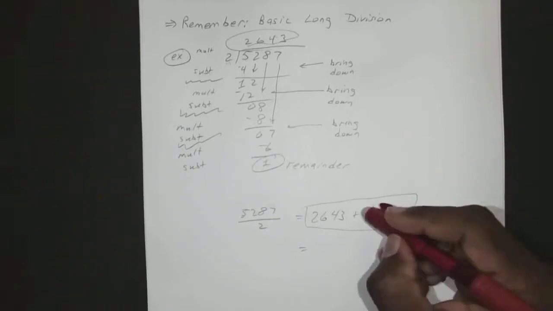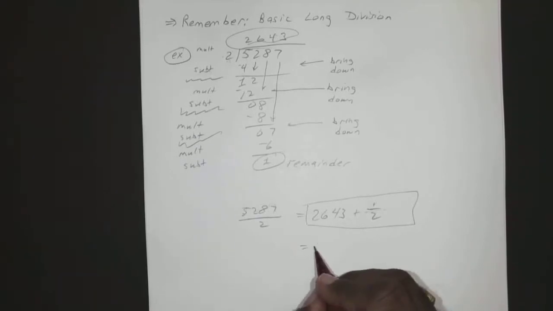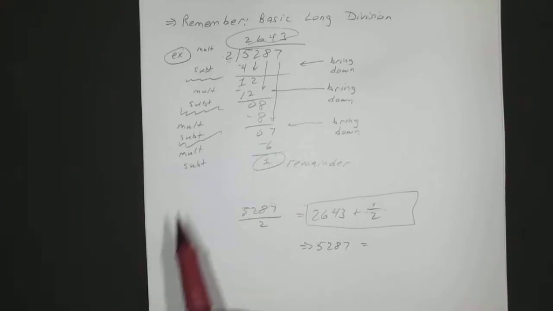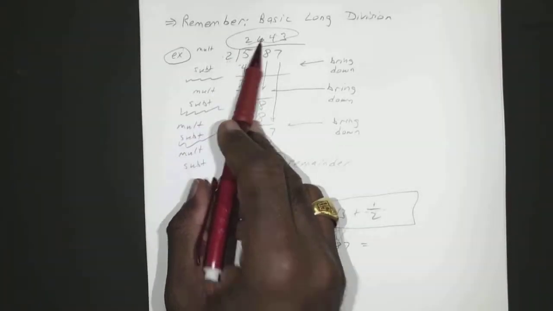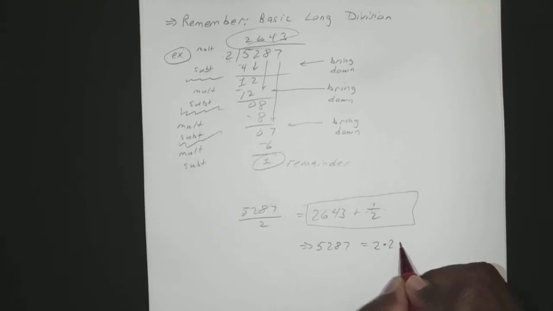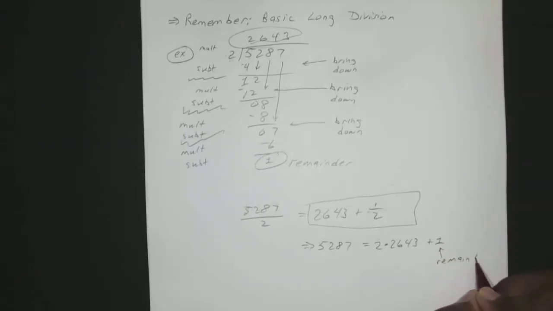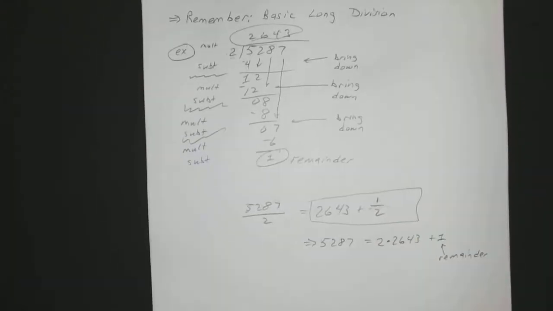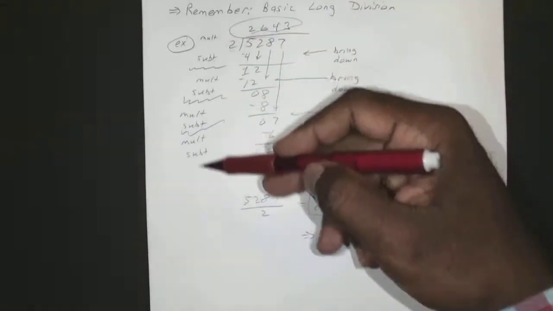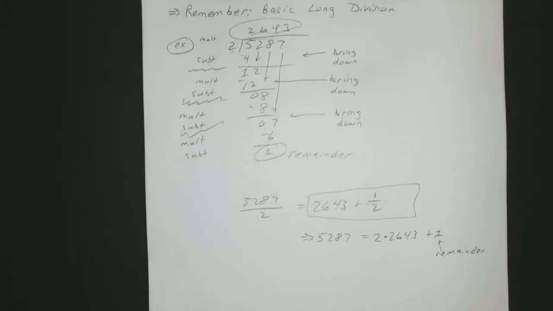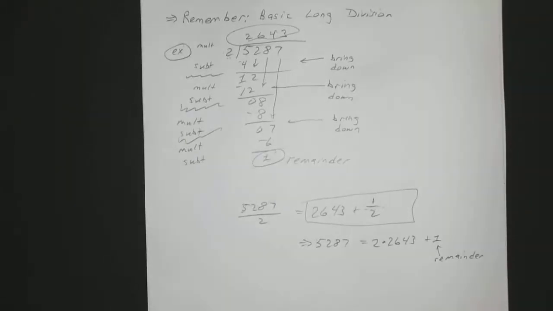So you can actually rewrite this also. If you think about it, 5,287 is actually equal to 2 times 2,643 plus 1, which is just your remainder. Okay, so this is hopefully going to help you transition. If you remember these steps, those very same steps are used when dividing polynomials, but with a little bit of a twist.